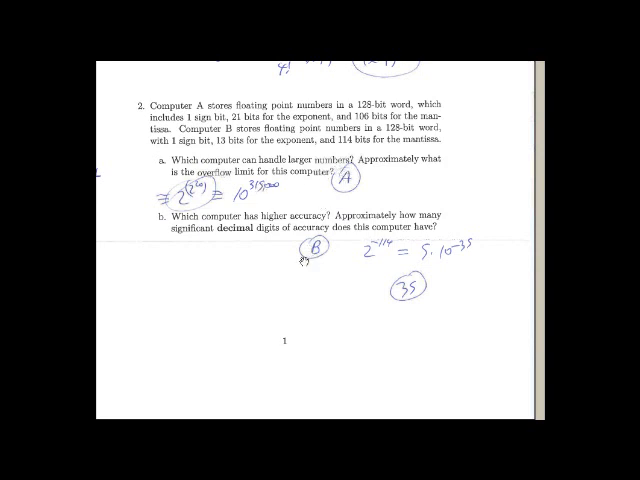Now, which has higher accuracy? That would be B, because it has more bits in the mantissa, and its accuracy is 2 to the minus 114, which is approximately 10 to the minus 35. So how many decimal digits does it have? About 35 then. So that's pretty accurate.